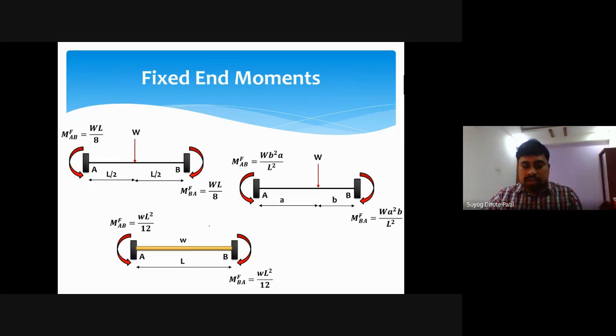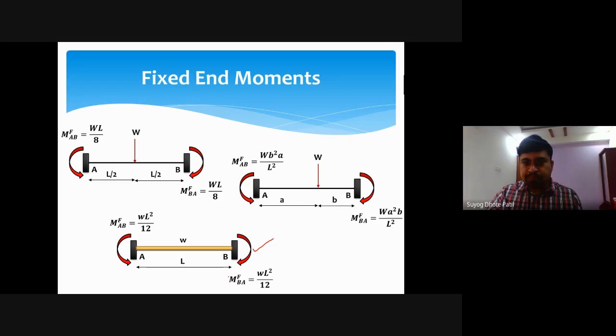Now fixed end moments. These are common, and maybe during the third semester we studied about fixed end moments. They are constant values with constant formulas. Both ends are fixed and one concentrated load acts at half the distance. In that case, MFAB is equal to WL by 8 and WL by 8. Similarly, if a UDL W is there, the fixed moment will be WL square by 12.